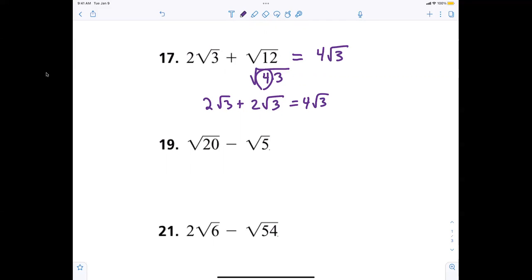All right, 12, there is a perfect square in 12. Every time you look at a square root, you have to say, does it break down? All right, does it break down? And 12 breaks down. It has a perfect square in it. So you have to pull the perfect square out. And now we have 2 radical 3 plus 2 radical 3 gives me 4 radical 3.